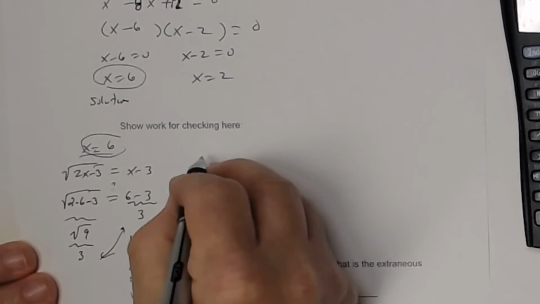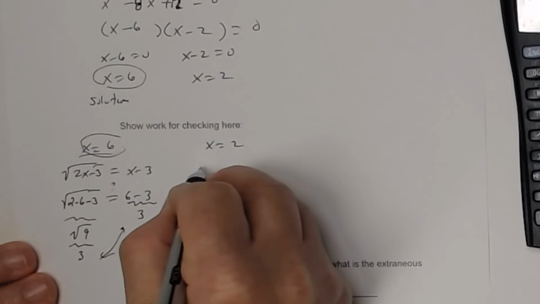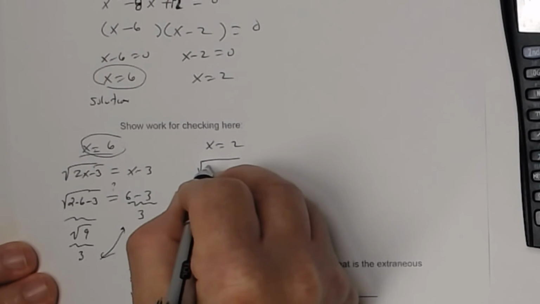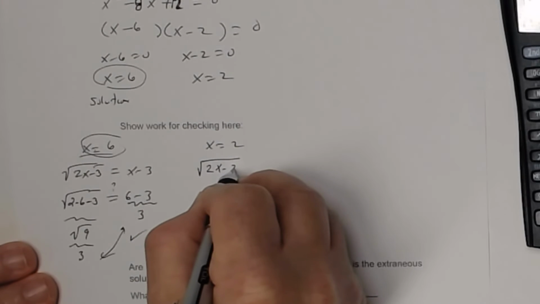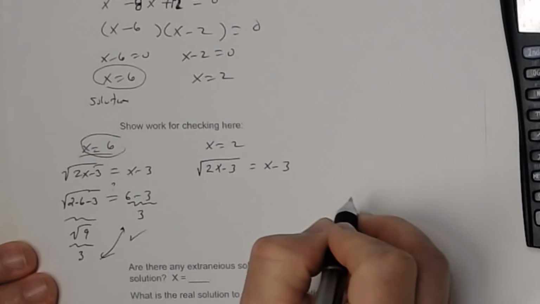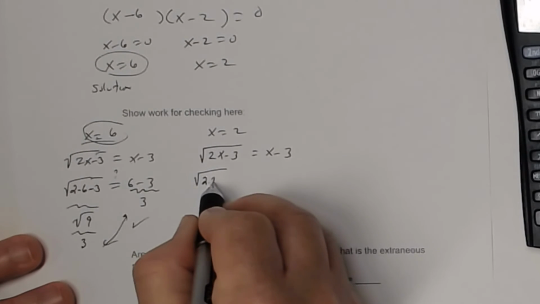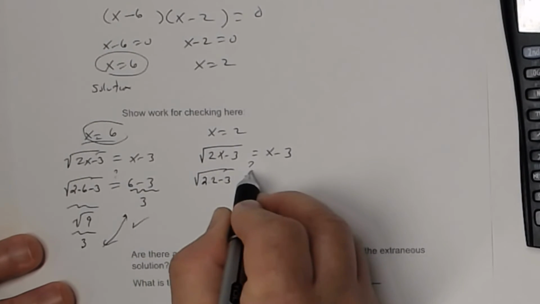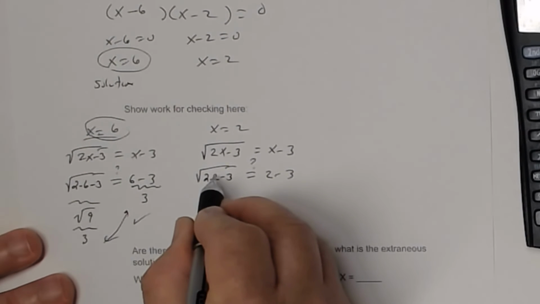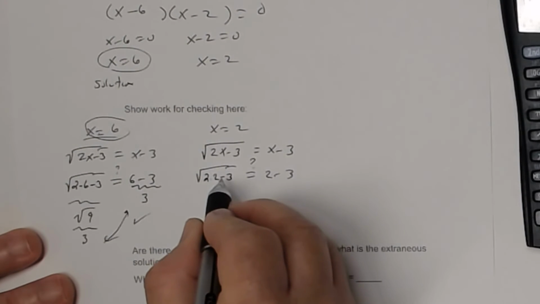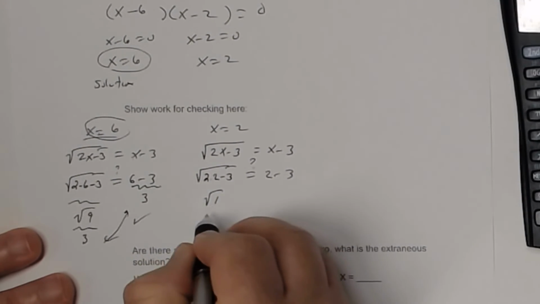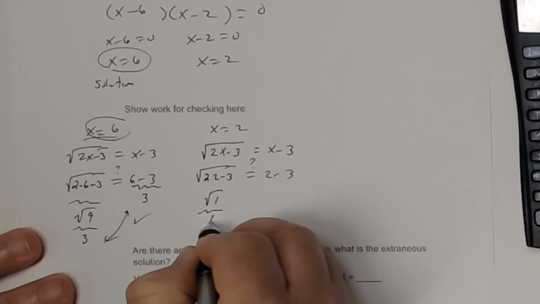Let's check x equals 2. And so when I do that, go back to the original equation, the square root of 2x minus 3 equals x minus 3. So wherever we see the variable x, I'm going to substitute 2. So I get the square root of 2 times 2 minus 3. And I want to see if that's going to equal 2 minus 3. Well, 2 times 2 is 4. 4 minus 3 is 1. So I get the square root of 1. And the square root of 1 is 1.